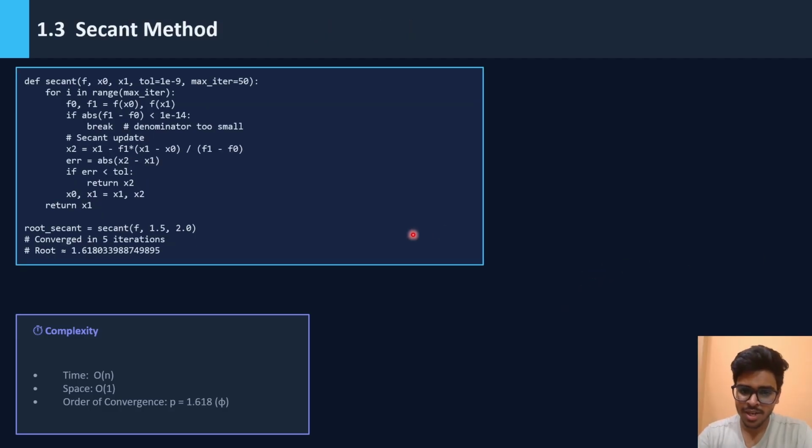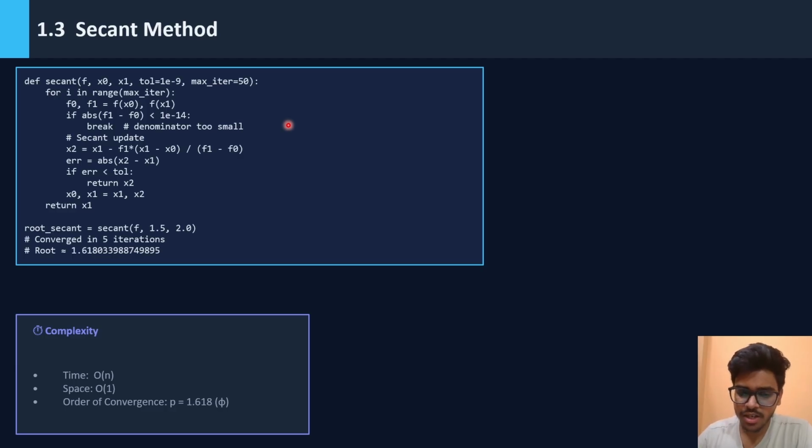Secant method. The method is very important because it removes the need for bracketing. Unlike bisection and Regula-Falsi, here we do not need opposite signs. Instead, we start with two initial guesses, x0 and x1. The method approximates the derivative using the slope between these 2 points. The update formula is x2 equals x1 minus f(x1) multiplied by (x1 minus x0) divided by (f(x1) minus f(x0)).